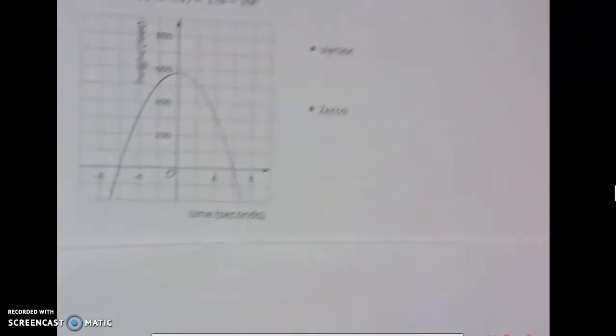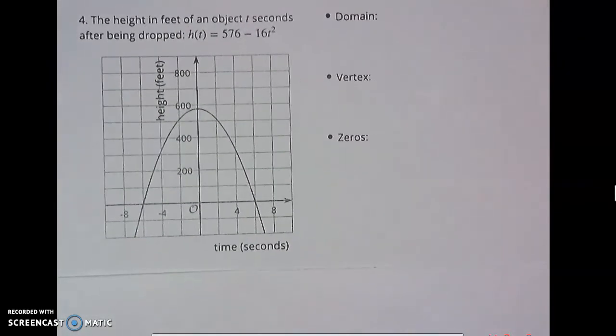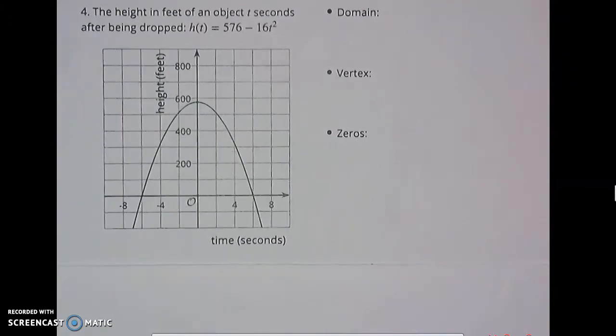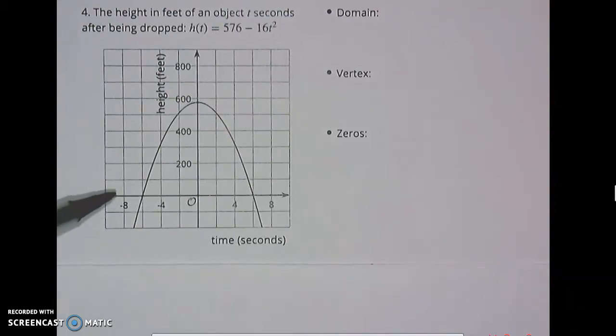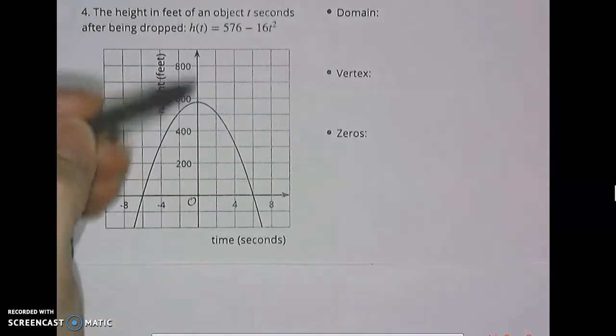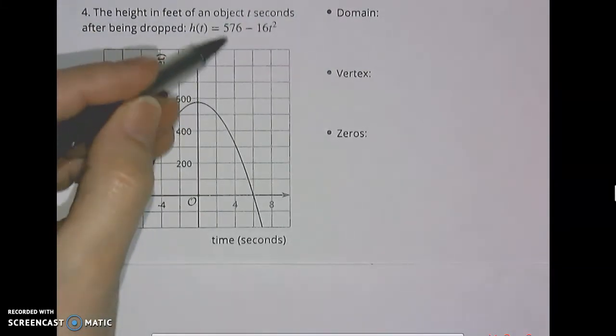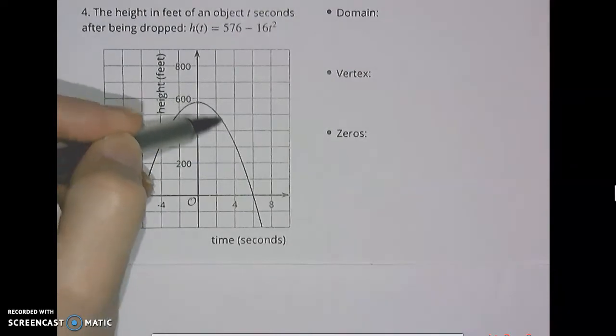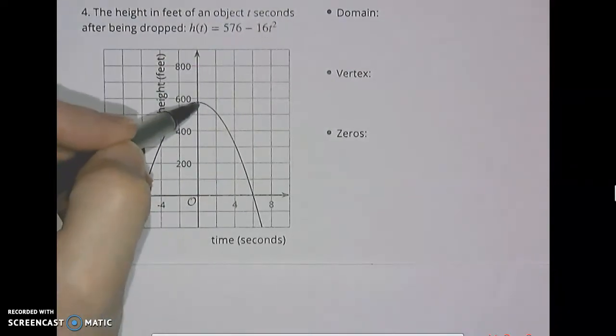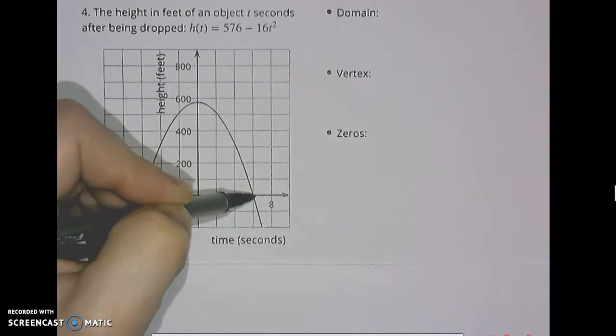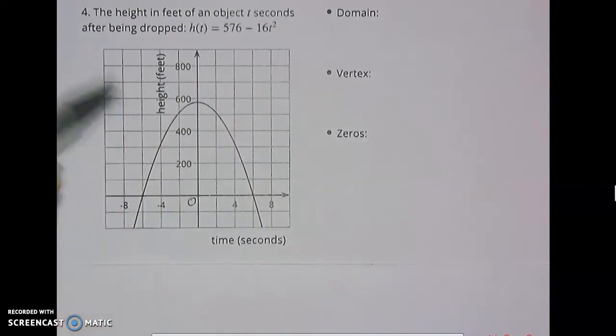Last one. We have the height in feet of an object t seconds after being dropped, and our equation is h of t equals 576 minus 16t squared. So we have our graph here. For domain, what makes sense? Well, if we're dropping an object, this means we're starting from 576 feet and gravity's taking place. So we're just dropping it. This is the ground.